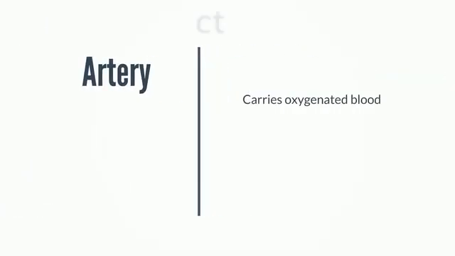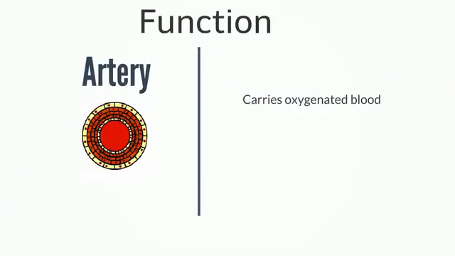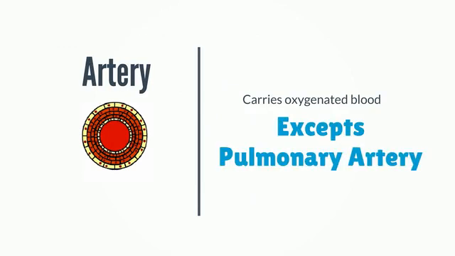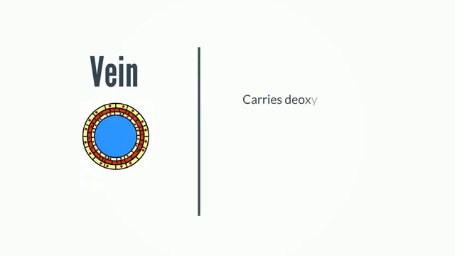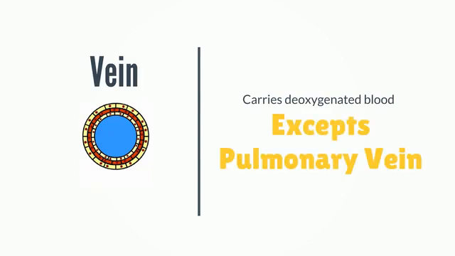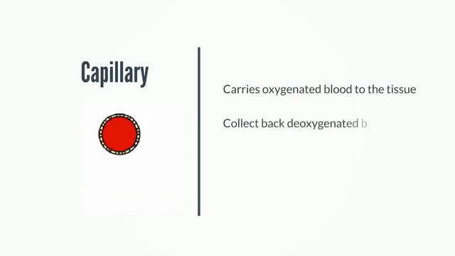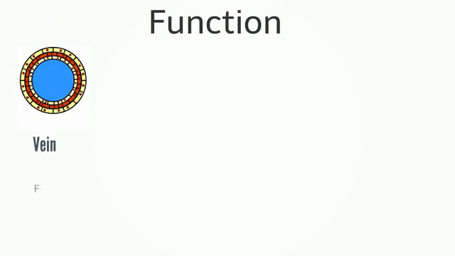The artery has a function of carrying oxygenated blood. But please take note, except the pulmonary artery. Also, the vein has a function to carry deoxygenated blood except the pulmonary vein. However, the capillary has a function of carrying oxygenated blood to the tissue and collecting deoxygenated blood back from the tissue.